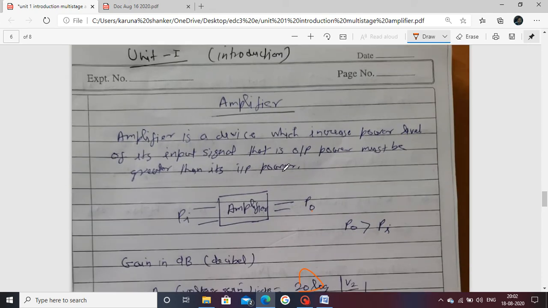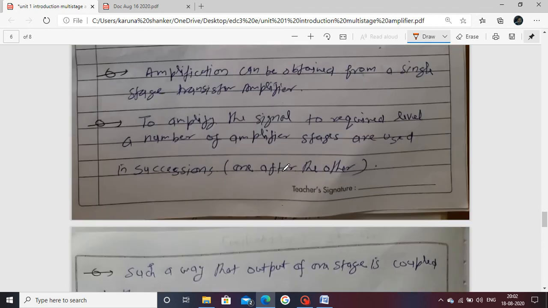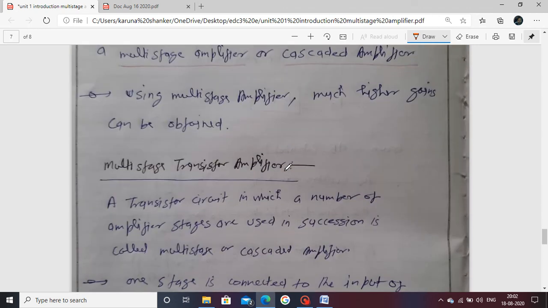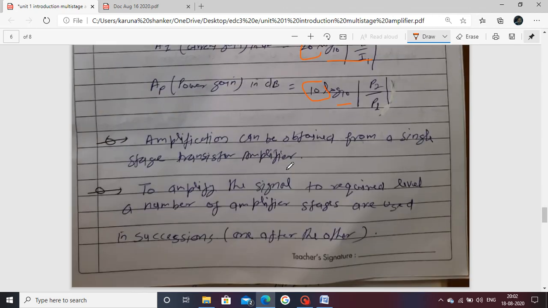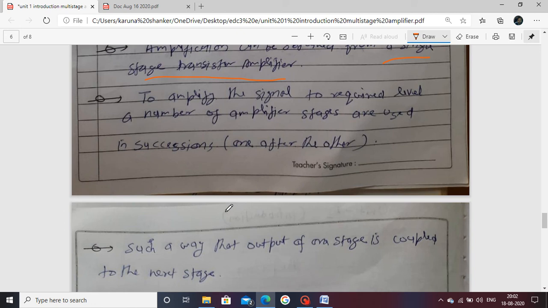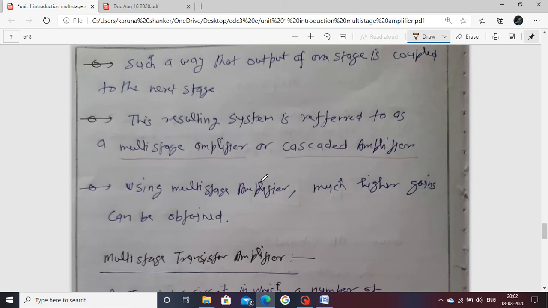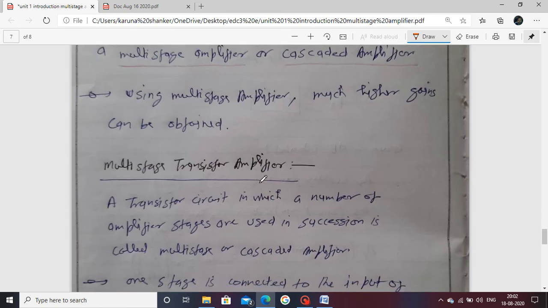Next, move to your introduction. The points described in the above pages are about the single stage amplifier. This is understood right now. What is meant by the single stage amplifier? Next, move to multi-stage transistor amplifier.